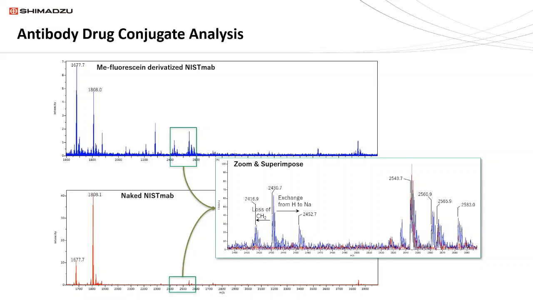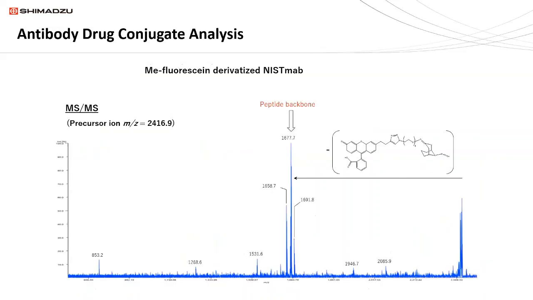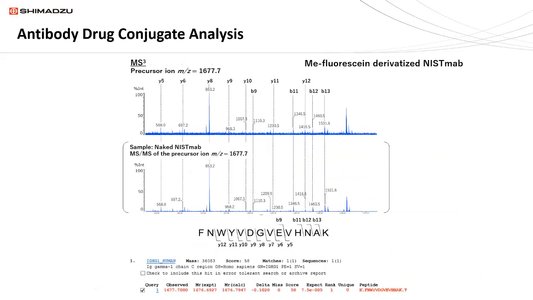The first one that we did was the 2416.9. This was the MS-MS spectra from that precursor. In this, we were able to identify the peptide backbone, and we also see a shift that determines the side group that we put on the antibody itself. From this, we then did the MS3, and we can compare the naked monoclonal antibody again with the one that's derivatized.